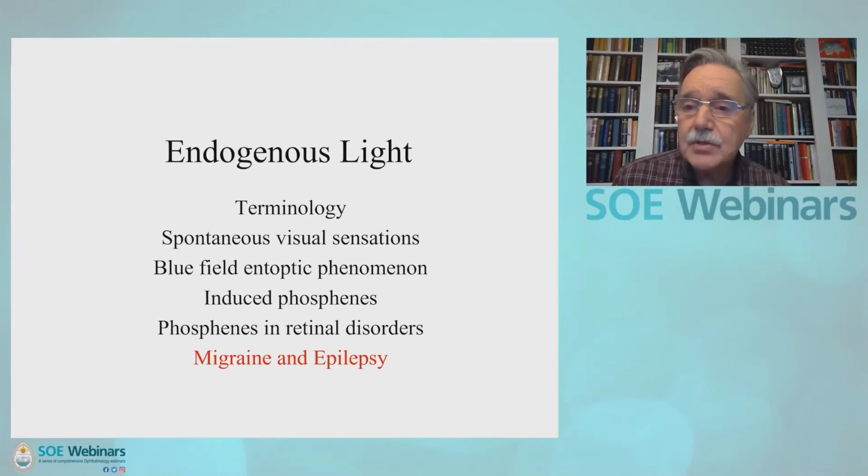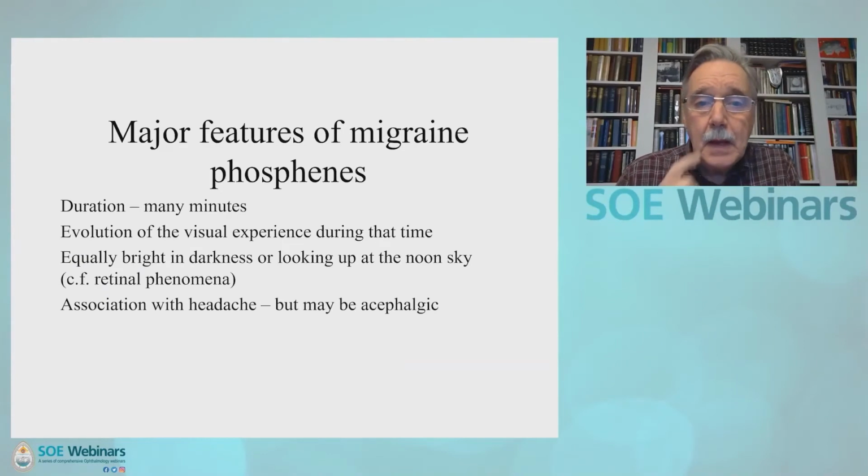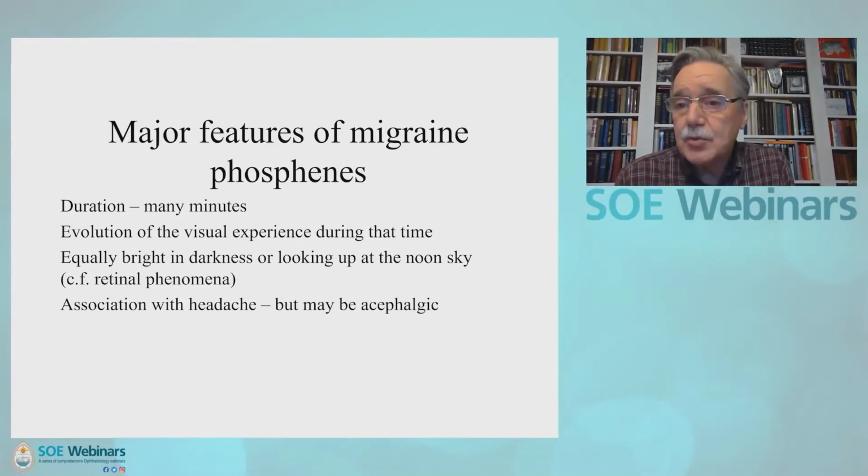Lastly, we come to migraine and epilepsy. Now, the major feature of migraine phosphenes is their duration. This is the first question you must ask if you're trying to distinguish something that might be arising in the retina from something that might be arising as a migrainous phenomenon. The duration of migraine visual aura is many minutes, maybe up to 20 minutes. And during that time, the visual experience will evolve in some way. It will change.